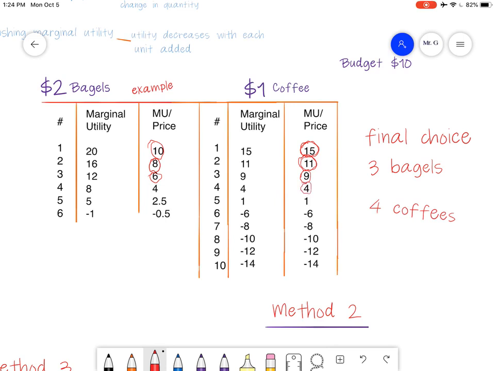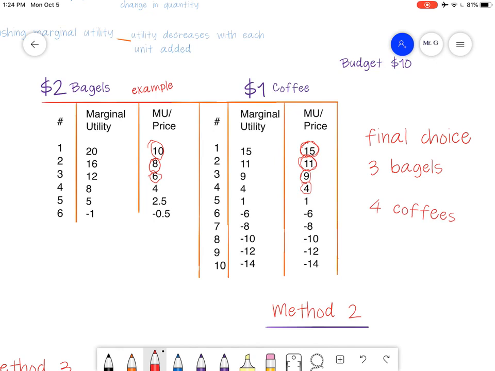And you can see that they're both 4. So why do we choose coffee? Well, we can afford it within our budget. We were at $9. We can only afford the $1 to bring us to our budget of 10. So our final choice would be 3 bagels and 4 coffees. This is exactly what we came up with in method 1. If we go back, we came up with that choice of 3 bagels and 4 coffees.